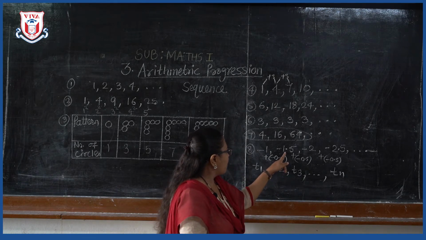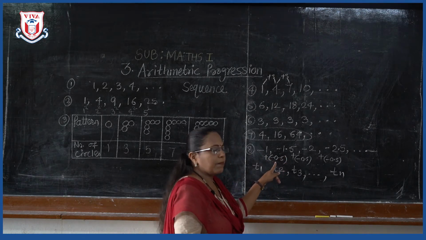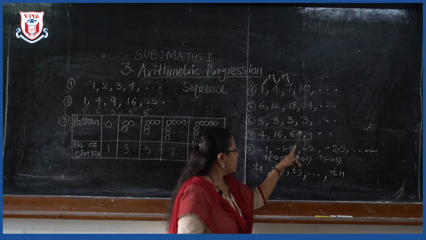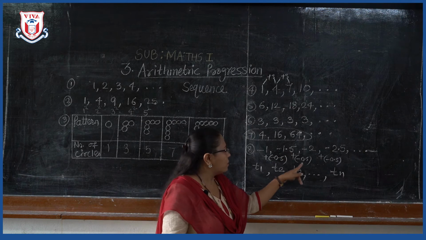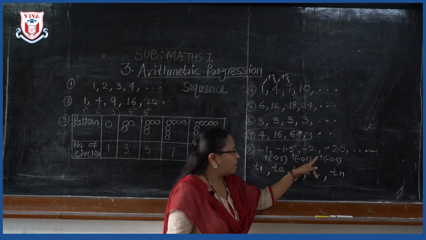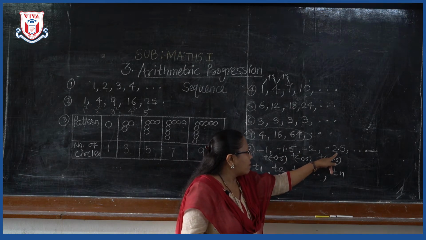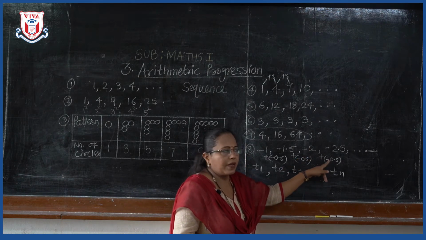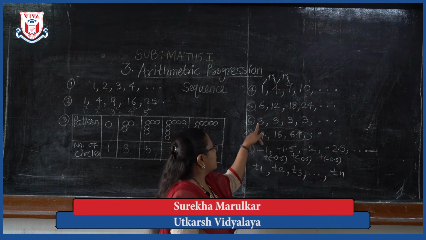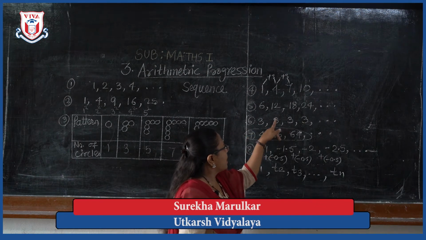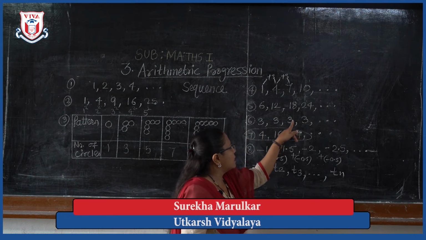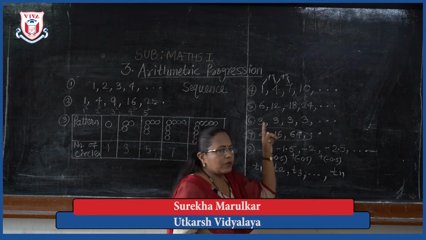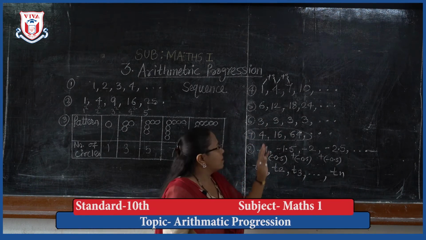Minus 1.5 minus 1, you will get minus 0.5. Minus 2 minus 1.5, you will get minus 0.5. Minus 2.5 minus 2, you will get minus 0.5. Here also 3 minus 3, 0. The difference between consecutive terms is constant.